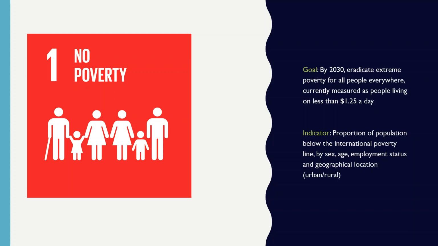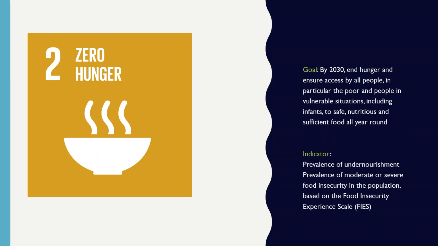So this goal, no poverty. What does no poverty mean, right? It means we need to have a specific proportion of the population that is not living below the global poverty status. The next is no hunger, right? And so they want to ensure that all people, in particular the poor and people in vulnerable situations, including infants, have access to safe and nutritious and sufficient food all year.